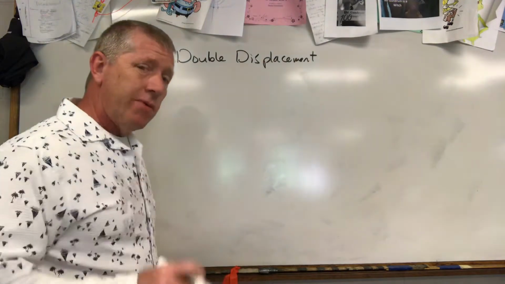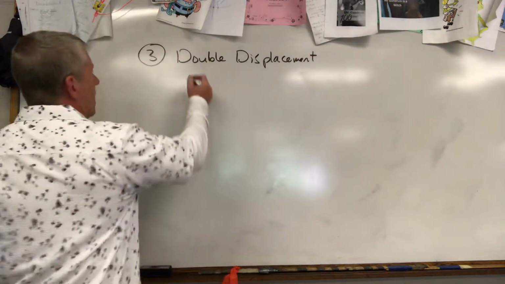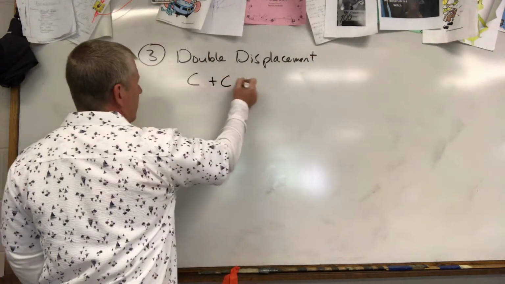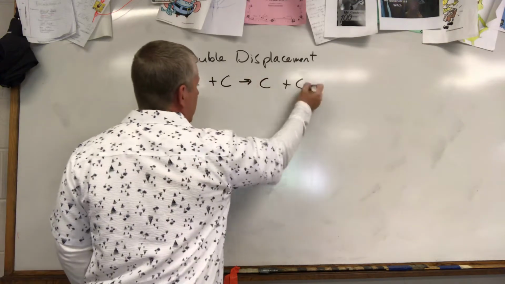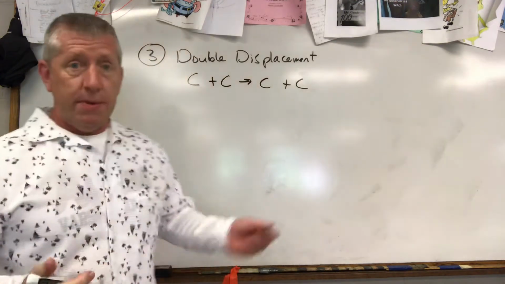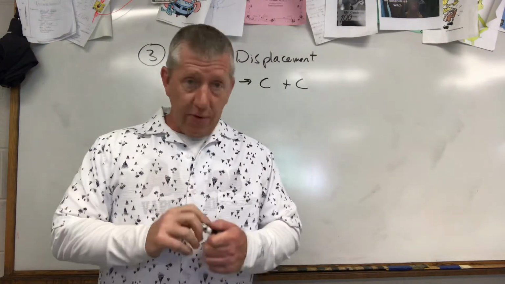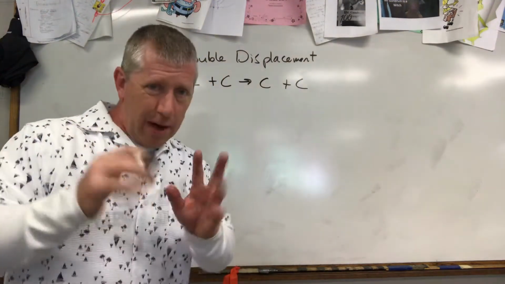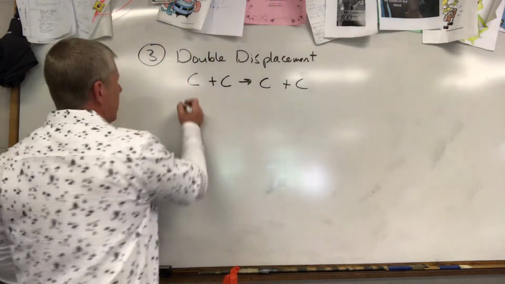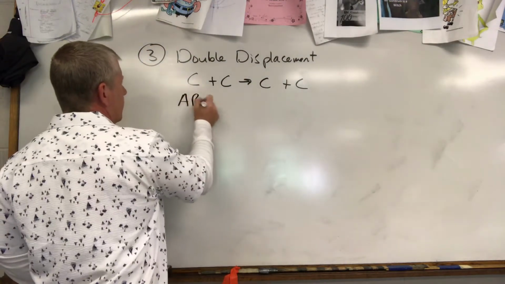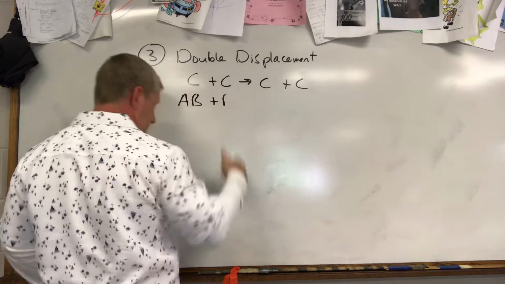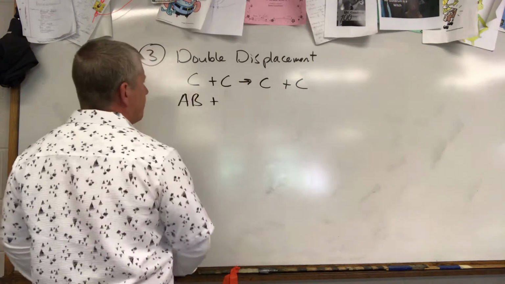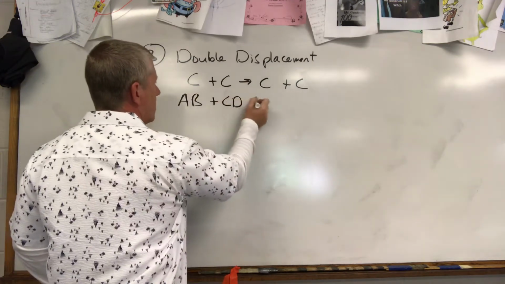Let me write the generic form for you first. It's going to be a compound and a compound makes a compound and a compound. You're going to have two compounds on the left, and two compounds on the right every time. Okay, that's your generic form. Now, if we want to use the A's and B's, it gets a little complicated, but I'll show you how that would look. We get AB plus CD. Okay, two different compounds.